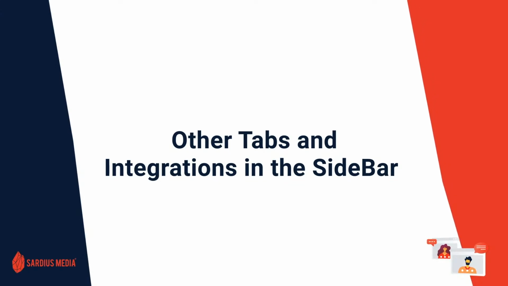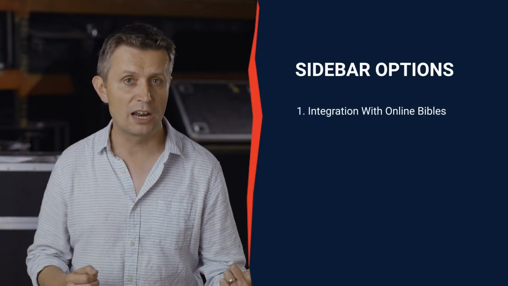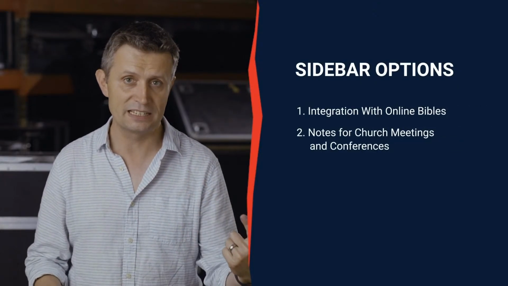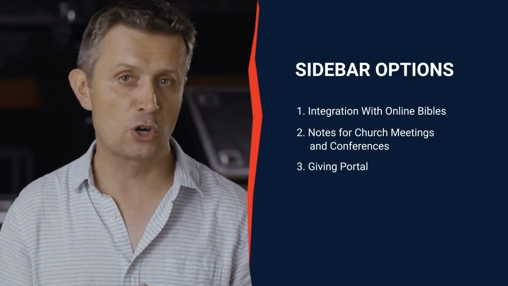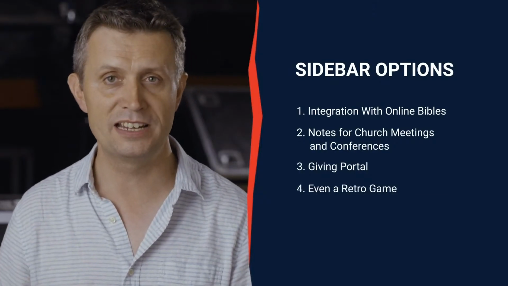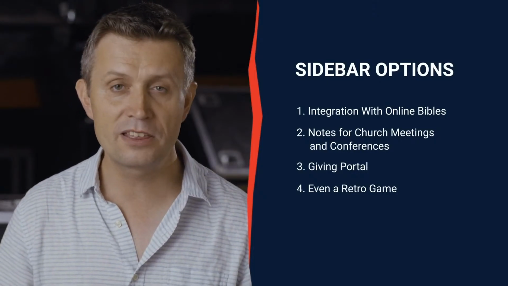While much interaction can happen around the chat between the attendees and the event host, the sidebar is a critical area of event interaction that is not limited to simply chat. Different tabs on the sidebar can add different types of interaction depending on the type of meeting that you're hosting. Examples of other tabs that we've done might be an integration with an online Bible, might be notes for church meetings, might be a giving portal. We've even done a kind of cool retro game that we've included in there for when people are kind of bored. We put this Pong game there. But there's many other things that we can do.